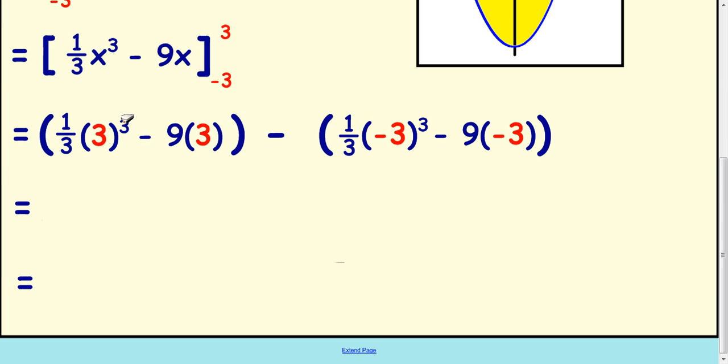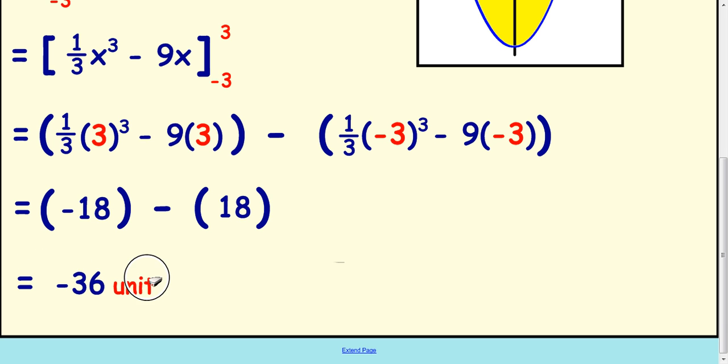So we've got 3 cubed, which is 27, a third of that you get 9, so we're going to have 9 take away 27 in this first bracket, which is negative 18, take away, and in this part here we've got negative 3 cubed, which is negative 27, a third of that you get negative 9, and then we're going to get plus 27, so that's going to give us 18, negative 9 plus 27. So negative 18 take away 18 gives us negative 36 units squared.